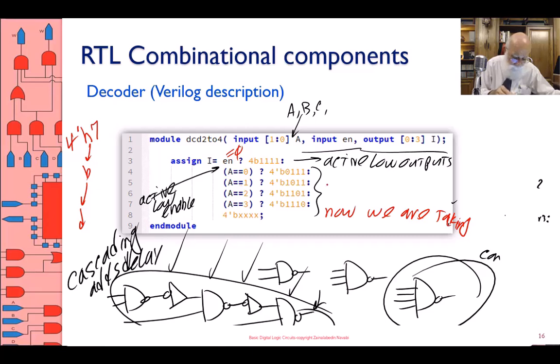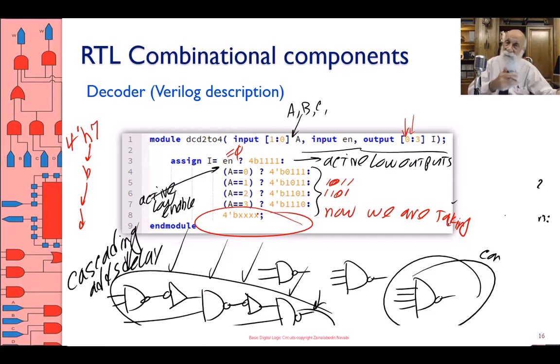If A is 1, I am putting binary 1, 0, 1, 1 on the output. That means the output number starts from the left-hand side. See, this is 0. So bit number 1 is active. If A is 2, 1, 1, 0, 1, that means bit number 2 is active. And if A is 3, I am putting 1, 1, 1, 0 on the output. That means bit number 4 is active. Else. See, these are all if else's. The very last else says if none of these, then put 4 X's on the output.